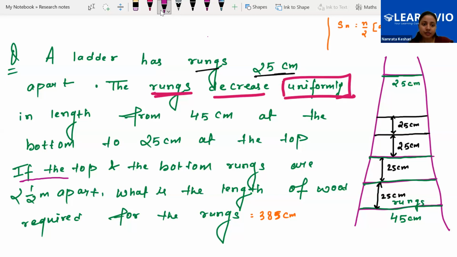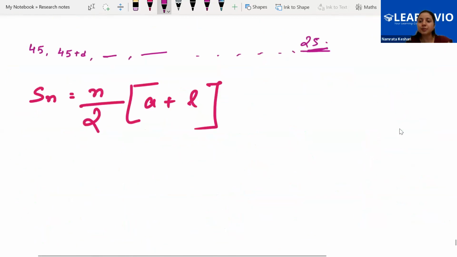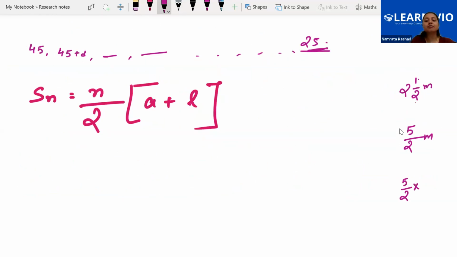Now, one more piece of information is given here: the top and the bottom rung are 2.5 meters apart. The top one and the bottom one, the difference between them is 2.5 meters. Now all the other information is given in centimeter, so better we convert it into centimeter. So 2.5 meters, which is 5/2 meter, and to convert it into centimeter we have to multiply by 100. Yes or no?